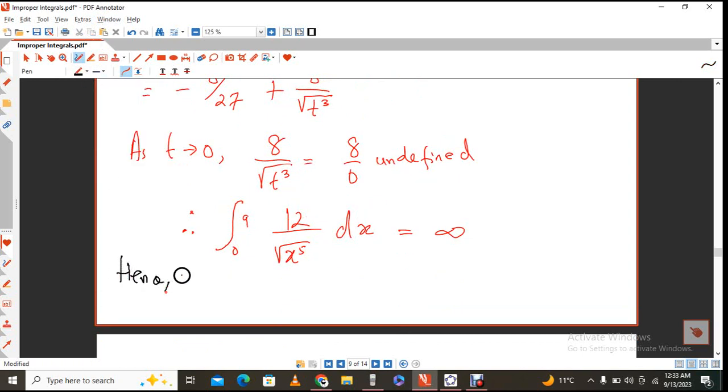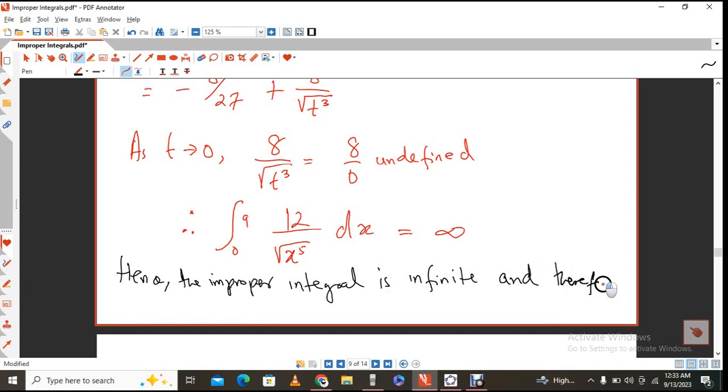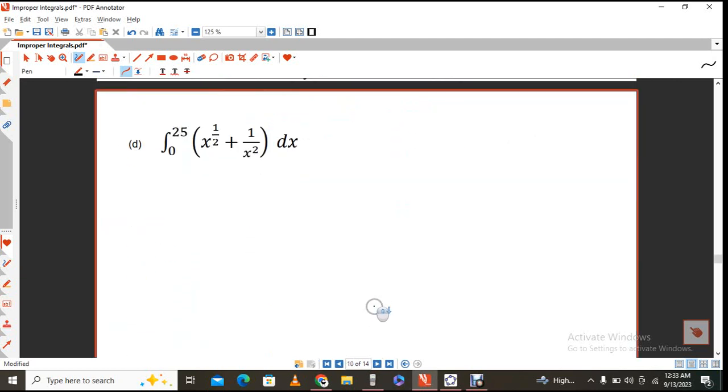Hence the improper integral is infinite, and therefore it diverges.